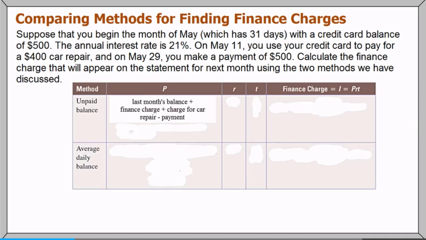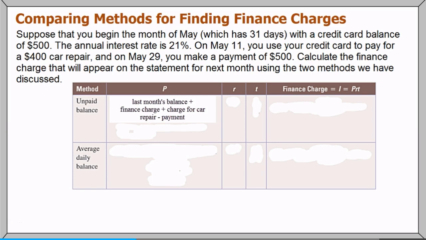We will use a chart to help us organize our information. The chart has 5 columns. The first row contains the labels of the columns: method, P, R, T, and finance charge equals I equals P, R, T. In the second row, we calculate the finance charge using the unpaid balance method, and in the third row, we will use the average daily balance method.